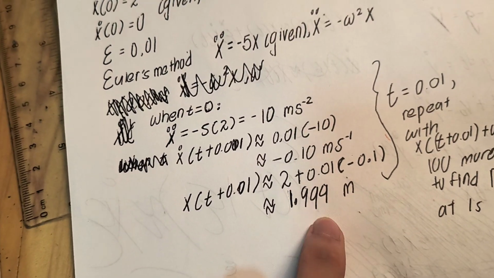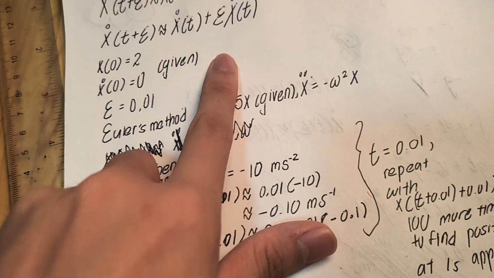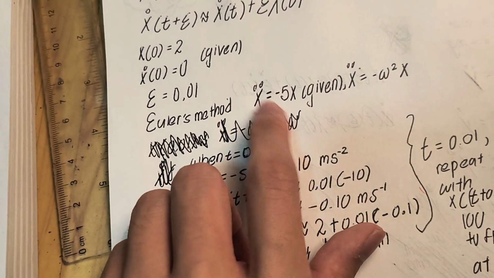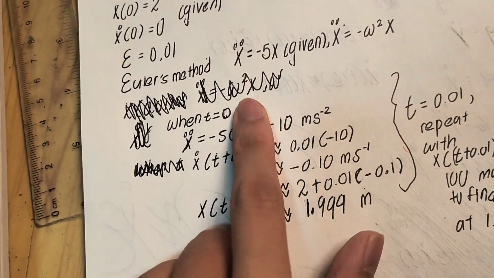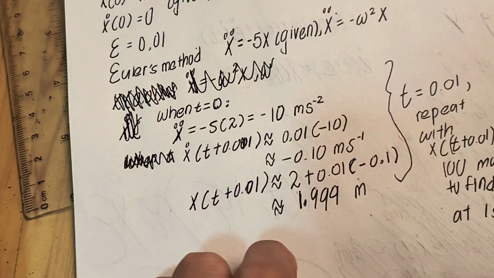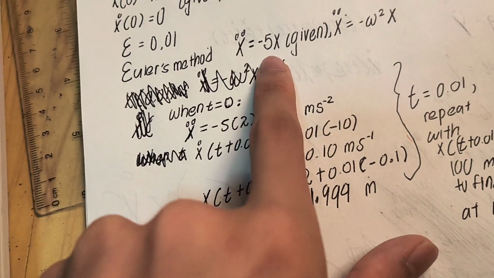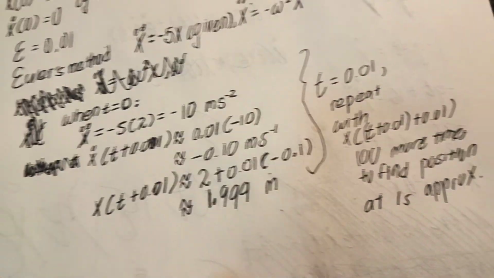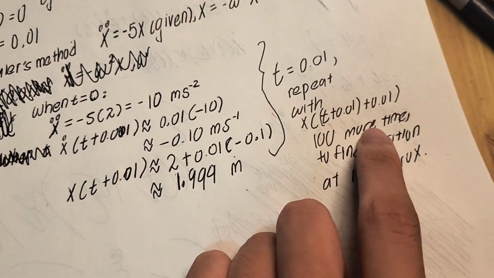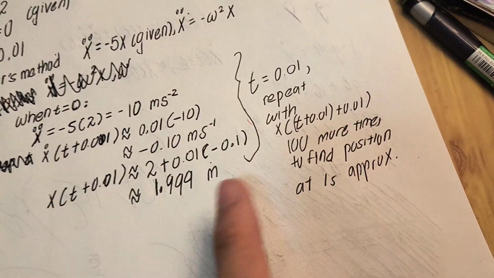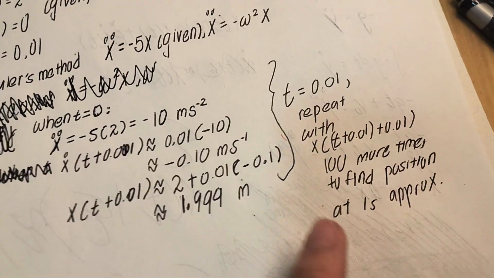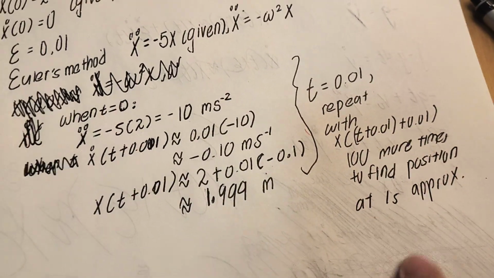And what you want to do now is plug this back into here. Your acceleration is constantly changing with displacement, and then you're going to get a new acceleration, and you're going to repeat the whole process. You can repeat it 100 more times. Since we're using epsilon as 0.01 seconds for an accurate value, you're going to need to repeat this 100 times just to find out what the position is at 1 second.